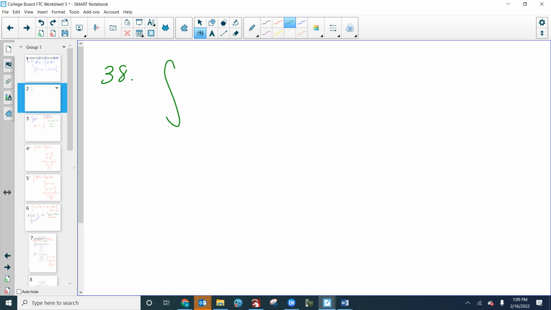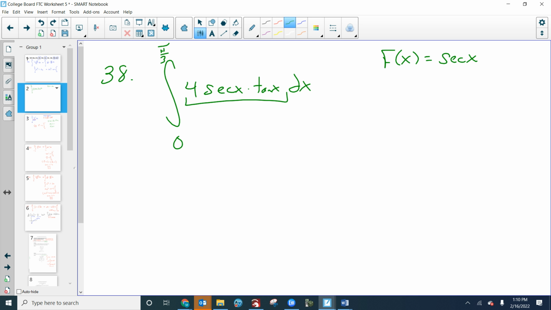All right, 38 was the integral from 0 to pi over 3 of 4 secant x times tangent x dx. Okay, you should look at this and say, do I know whose derivative looks something like this? Well, yeah, the derivative of secant of x is secant x tangent x. So secant x plus c.